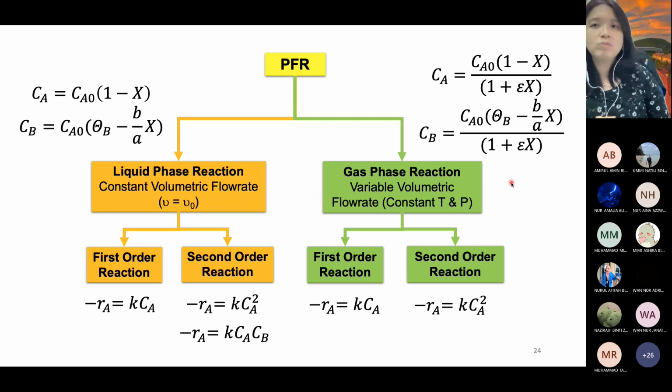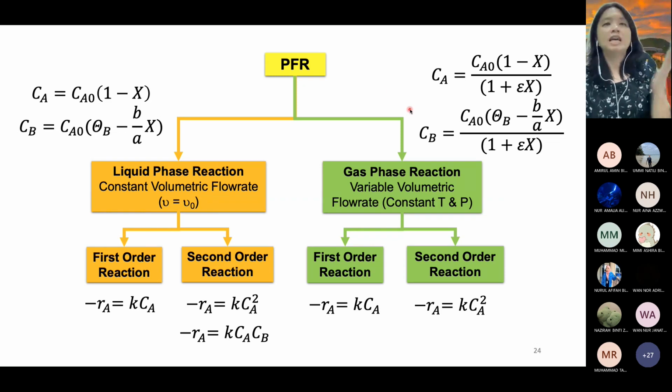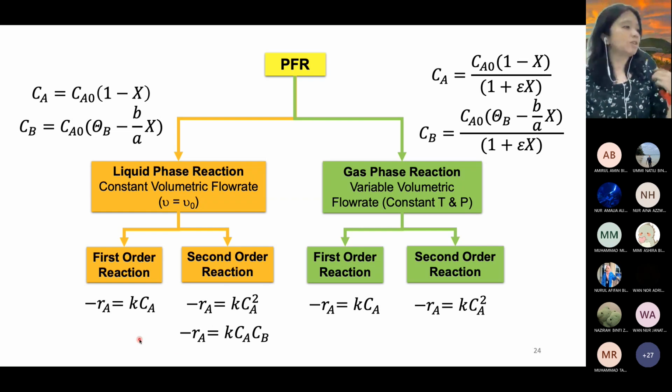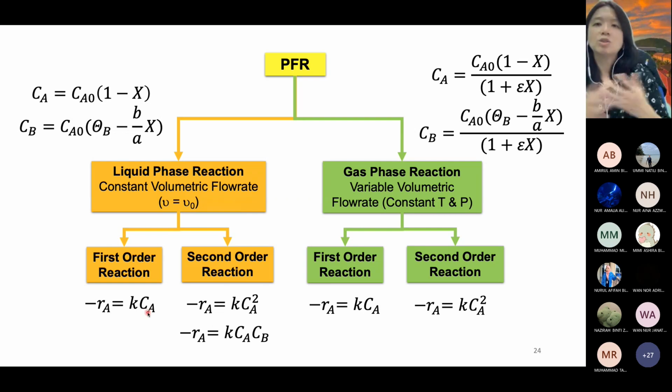Okay, disebabkan itu, that's why design equation kamu pun akan berlainan untuk liquid phase dengan gas phase. Sebab kalau liquid phase, saya guna persamaan CA, CB on your left hand side. If it's gas phase, I will use the concentration expressed on your right hand side. Then next, we also learn that reactions ada rate law yang berlainan kan. Kita ada first order reaction, second order reaction. So we already taught you the rate laws yang biasa kita belajar.